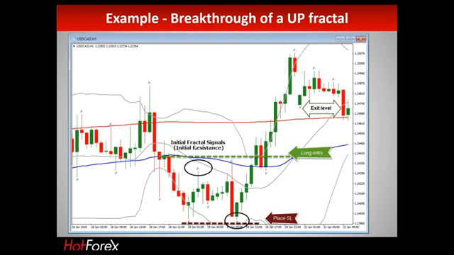Here I have a dollar CAD hourly example. That's where we will see the breakthrough of an up fractal. So what happened over here? In the hourly chart, I have this higher high over here, indicating a bearish signal. However, this bearish signal was confirmed by 2 consecutive down candles. So indeed my trend was going downwards. It's a downtrend.